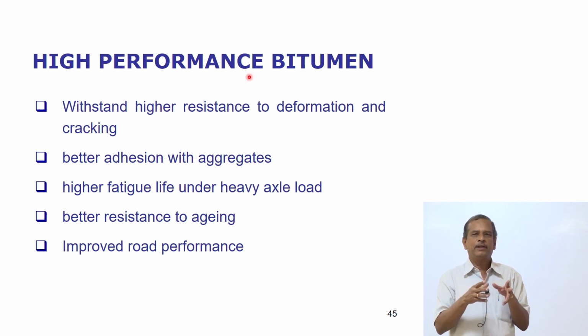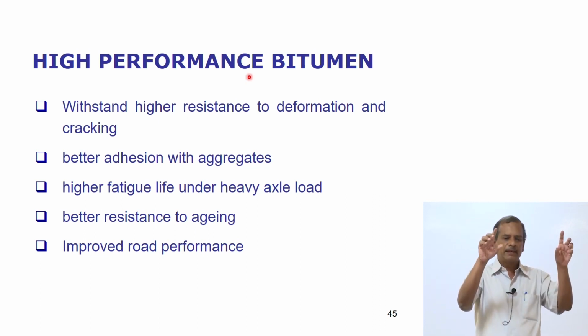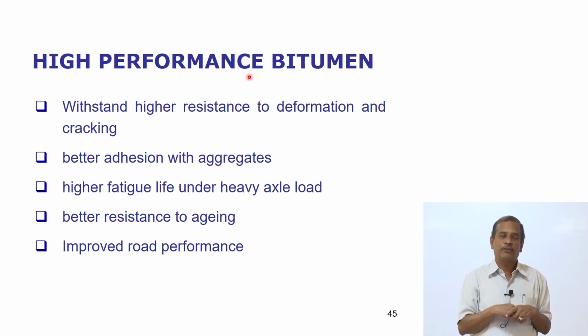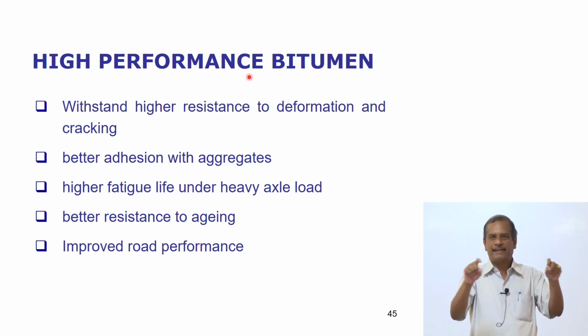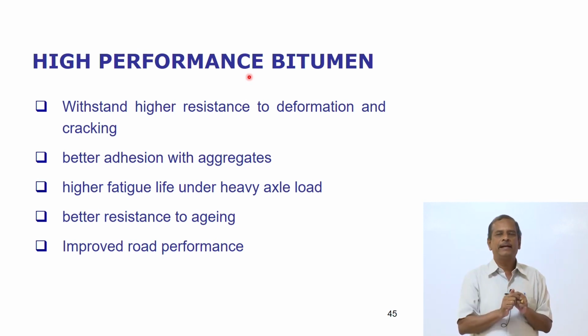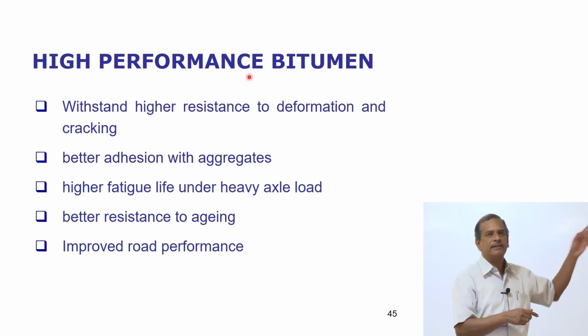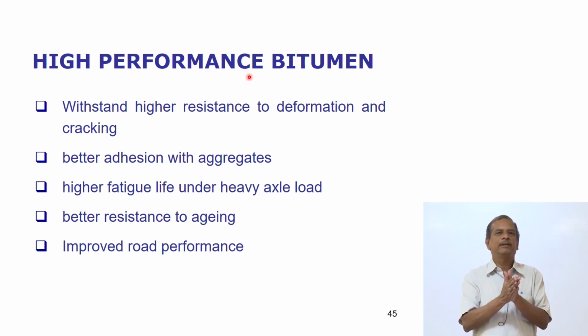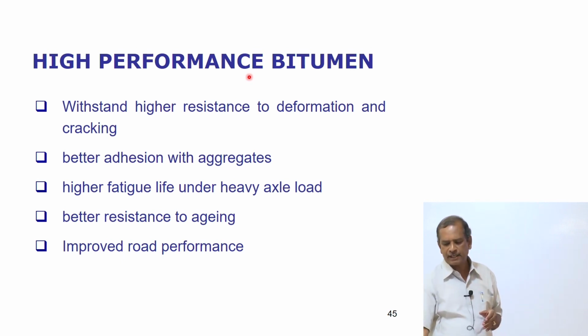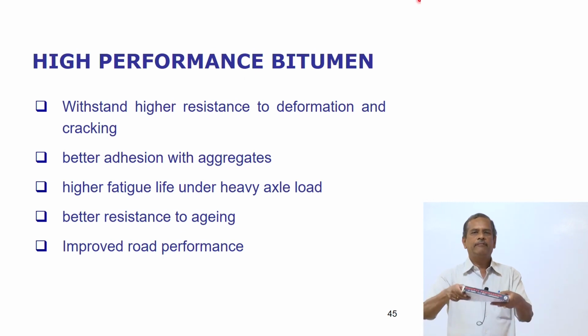So this bitumen, when used in a top layer, it has to withstand a high resistance to deformation, and repeated application of loads. It should not rut. It should not crack. So can I modify the binder that is used in the top layer? Yes, you can. There are a number of modified binders for high performance bitumen that are available, which will ensure better bonding between the aggregates and the binder. They will have higher fatigue life under repeated application of the loads. They will not crack. They will not rut.